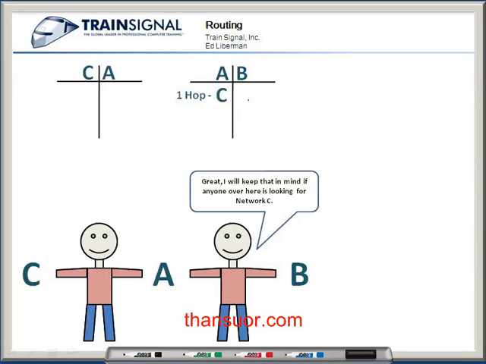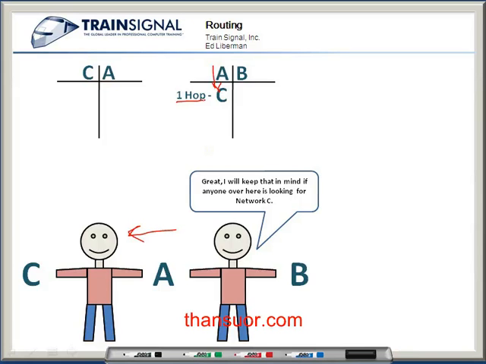So what I've done is I've made an entry into my routing table that says if anybody is looking for network C, I don't know where network C is. But what I do know is that I can send it to this other router over here, and it's going to go out through network A. Okay, so through network A, I can get to C, and it's going to be one hop.